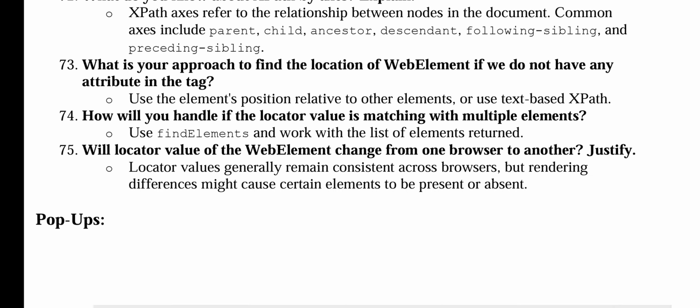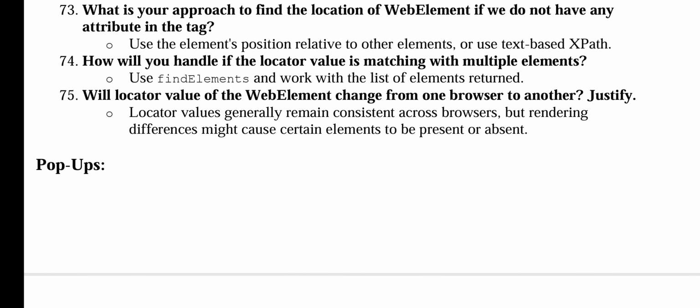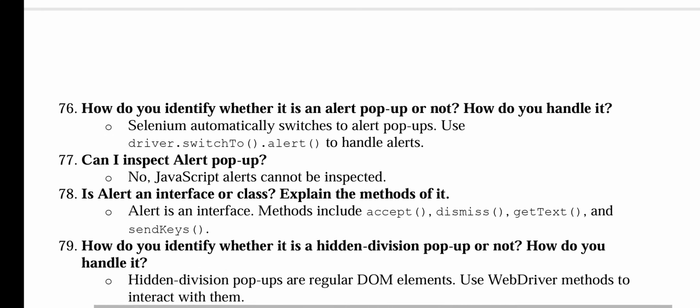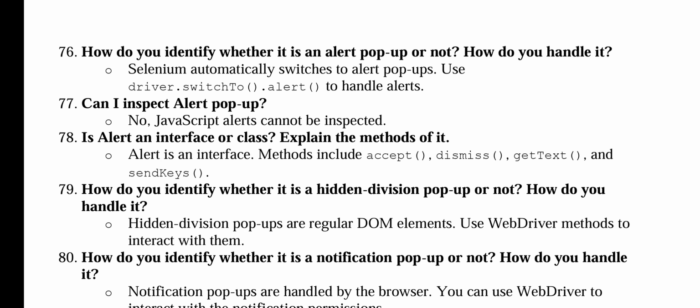Explain. What is your approach to find the location of a web element if we do not have any attribute in the tag? How will you handle if the locator value is matching with multiple elements? Will the locator value of the web element change from one browser to another? Can you justify? And the next set of interview questions are with respect to the pop-ups.